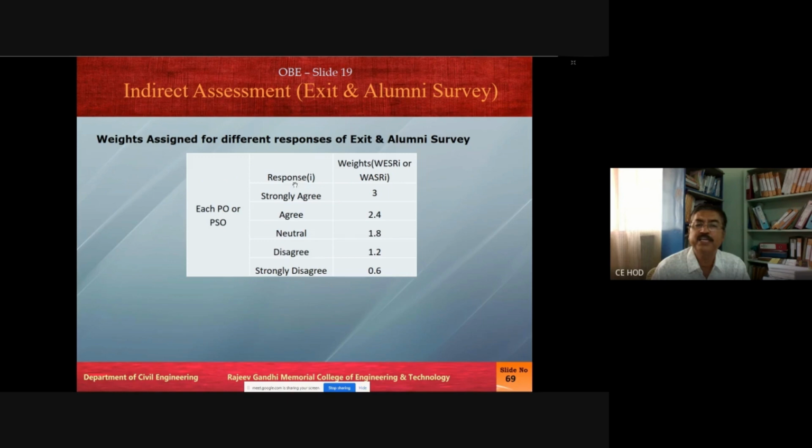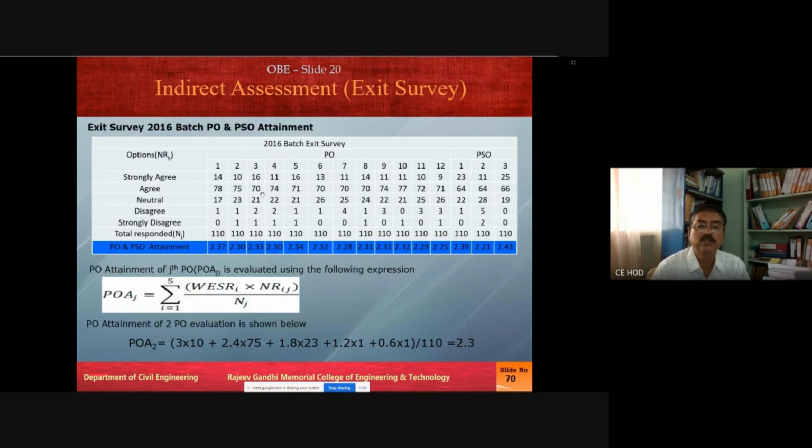These are the weightages for the responses which our students have given for POs and PSOs. If they strongly agree, we have given 3. For agree, 2.4, neutral 1.8, disagree 1.2, strongly disagree 0.6. Now, this is the example I am showing, sir, for the exit survey.